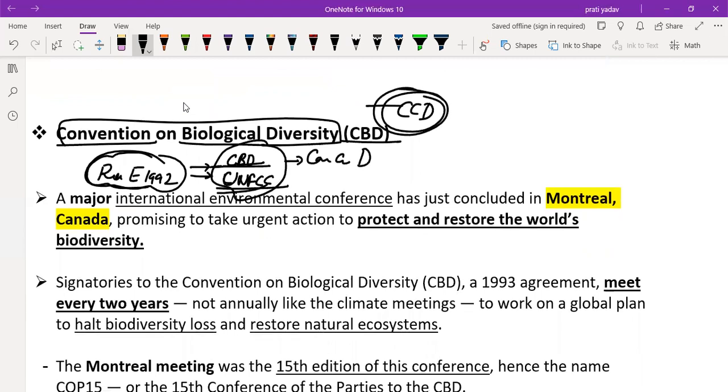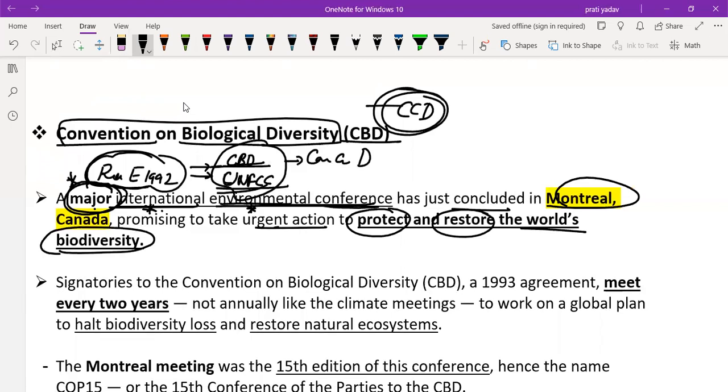So here we are talking about the Convention on Biological Diversity, CBD, a major international environmental conference. Remember, first of all, major. The second is international, then environmental. A major international environmental conference just concluded in Montreal, Canada, promising to take urgent action to protect and restore the world's biodiversity. So the meeting of the CBD has recently concluded in Montreal, Canada, and member countries took up urgent action to protect and restore the world's biodiversity. It is very, very important. Biodiversity is very important for thriving life on the planet.